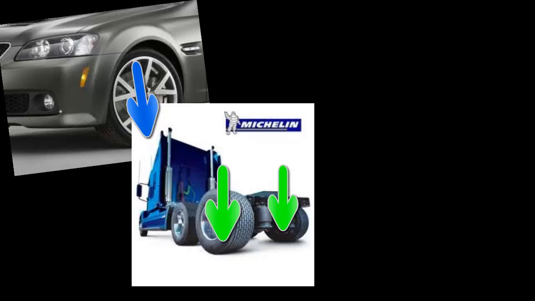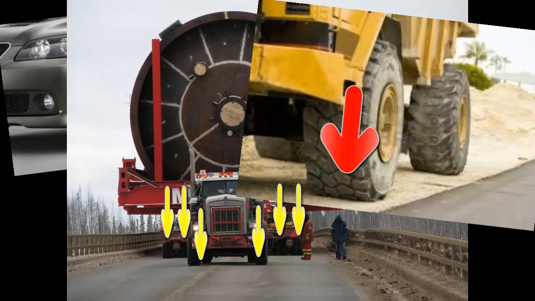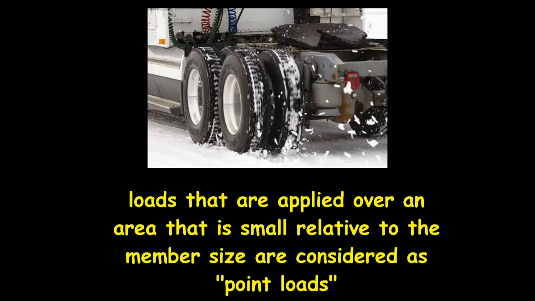Car wheels, special truck wheels, unique oversized vehicle wheels, and wheels on heavy construction vehicles are all taken as applying point loads. As a rule of thumb, loads that are applied over small lengths compared to the member size are usually assumed to be point loads.